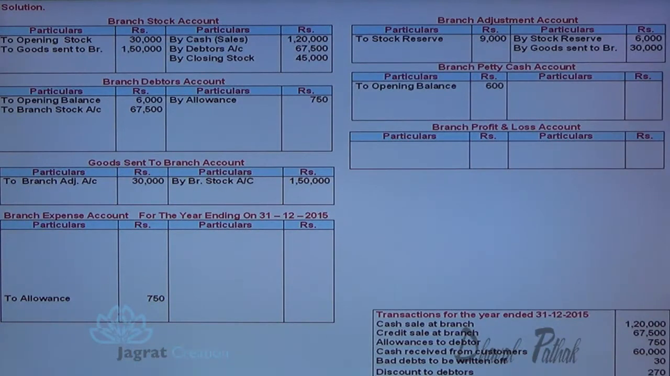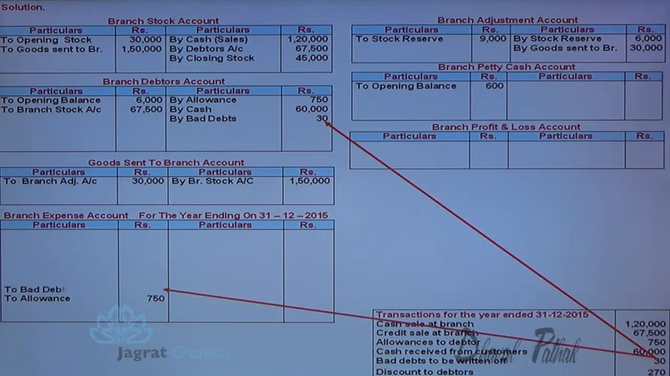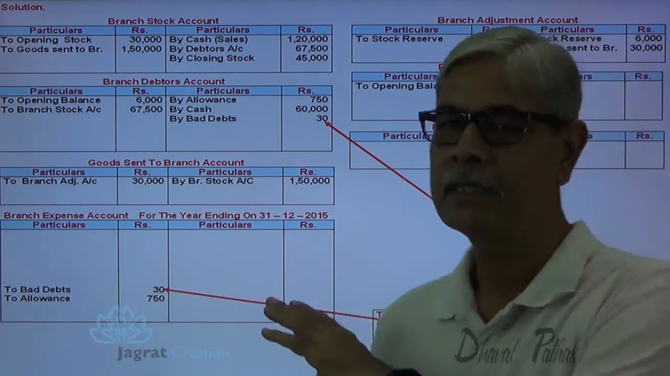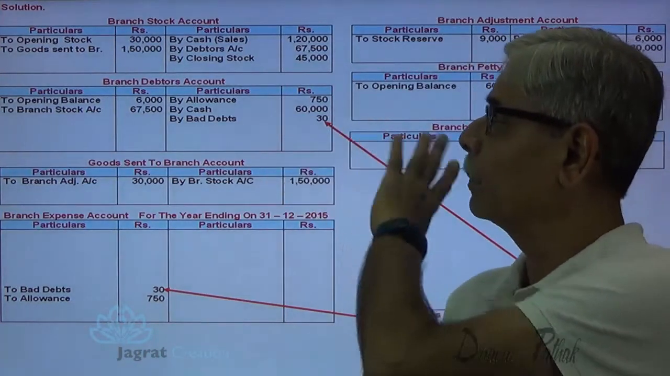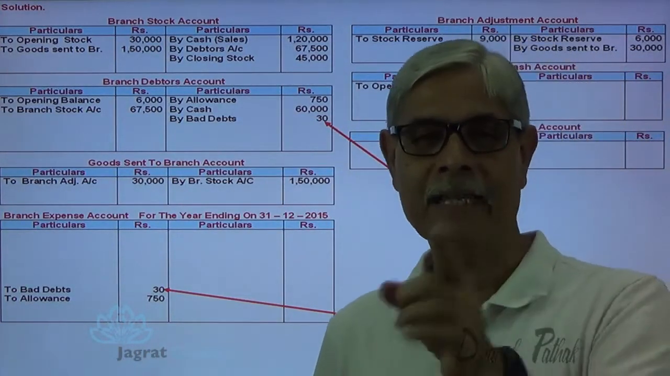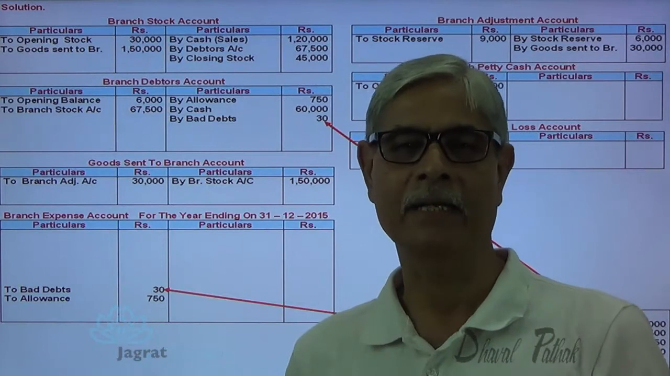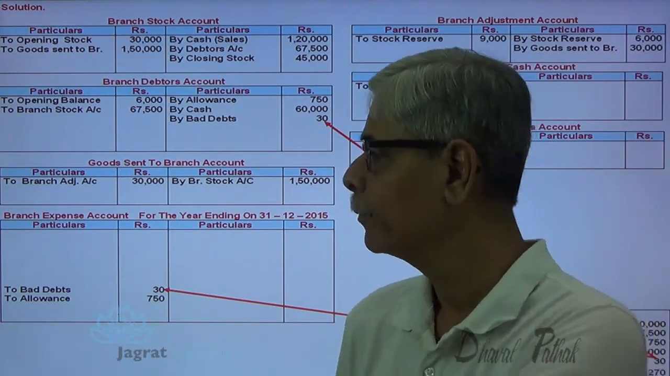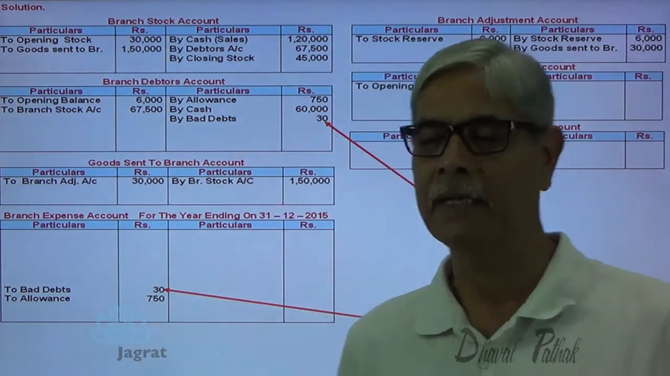Now, cash received from customer, that is received by HO, bank account debit to branch debtors account credit. Now, bad debts written off will be debited to branch expense account. See, what is the entry? Bad debts account debit to branch debtors account. Branch expense account debit to bad debts account credit. So, bad debts account is a linking account. That's why I have written in narration, bad debts.